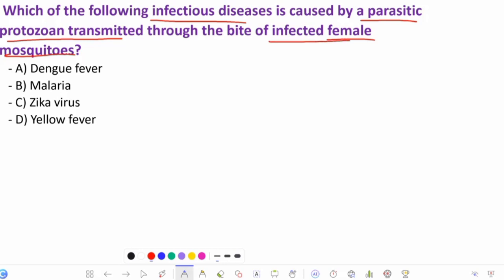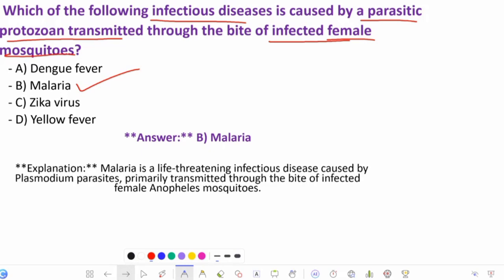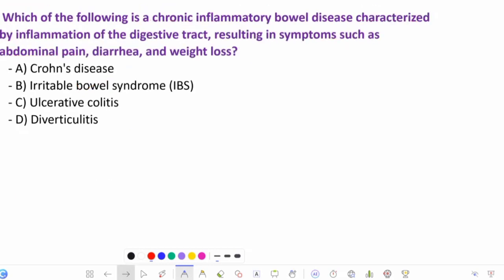The options are dengue fever, malaria. Malaria is the right option, the infectious disease caused by a parasitic protozoan known as Plasmodium. The Plasmodium parasite is primarily transmitted through the bite of an infected female Anopheles mosquito. It means that when an infected female mosquito bites someone, the person will suffer from malaria.